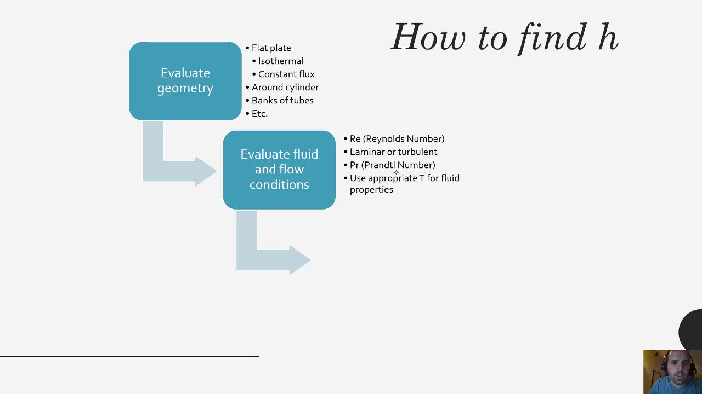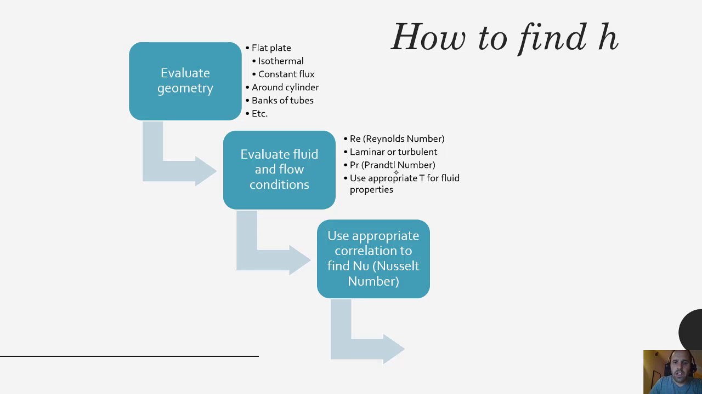After we know the fluid flow conditions and the geometry, we're going to want to plug that information into correlations. These are usually empirical correlations, but in general mathematical correlations that tell us how our heat transfer coefficient varies as a function of those things that we just discussed. So we're going to use the appropriate correlation to find something called the Nusselt number. The Nusselt number is another dimensionless number, which we'll talk more about in a couple of slides. The Nusselt number is basically a dimensionless heat transfer coefficient.